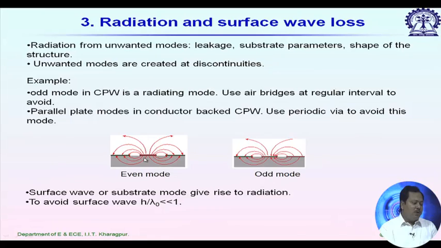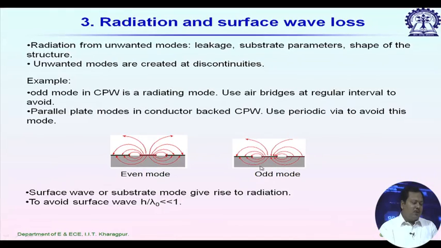So, in even mode, if you look at the electric field plots, they start from the signal line or the central line and terminate at the ground plane. So, we can say that both of these ground strips, left hand and right hand side, are at the same potential. Now, look at the right figure.